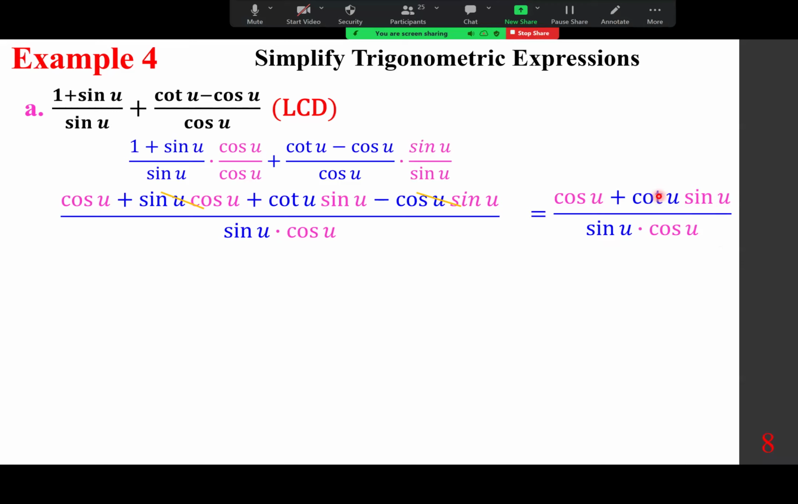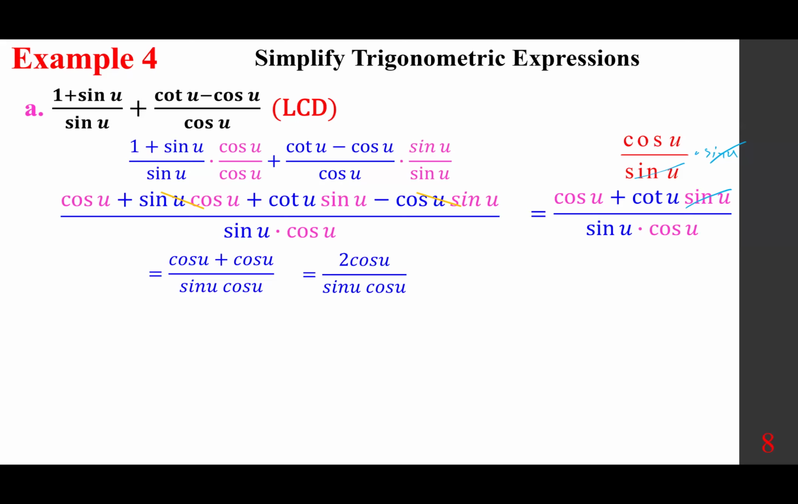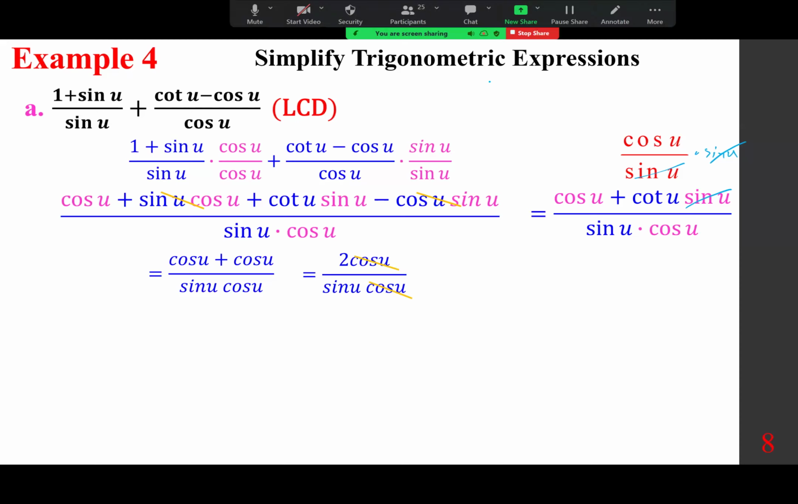Cotangent is cosine over sine. And I hope you recognize that we can cancel this, right? Because this is being multiplied by sine. So we get cosine u and cosine u in the numerator, meaning we have two cosine u in the numerator. We can cancel out the cosine from the top and the bottom. We get 2 over sine u. Since cosecant is 1 over sine, this must be 2 cosecant u.